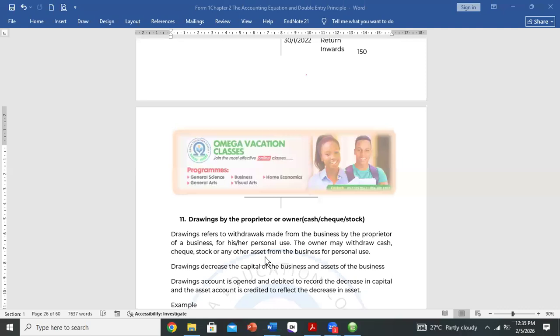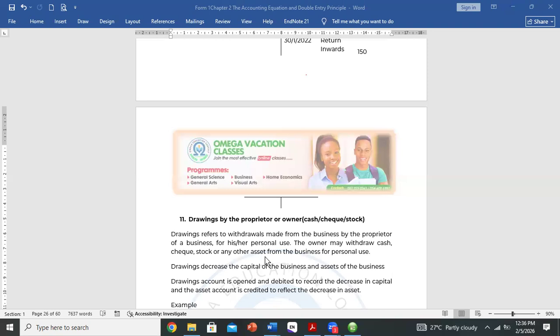Okay. So let's say you sell shoes and then you take some of the shoes for your child. That's a personal use. So it's drawings. Or your daughter is not working for the firm, then you pay her salary. That is drawings. But if your daughter is working for the business and you pay her salary, that one is normal. It's a normal business transaction. But if you are paying your daughter when she's not doing anything for the business, that's drawings.